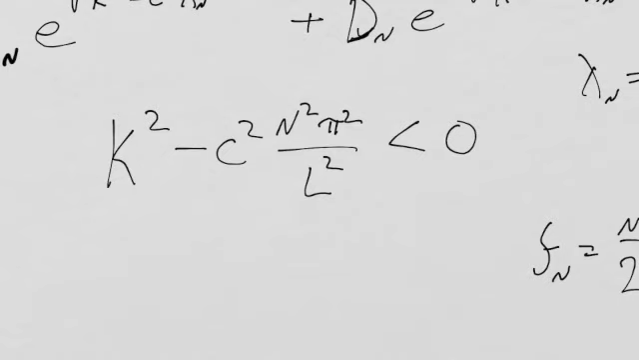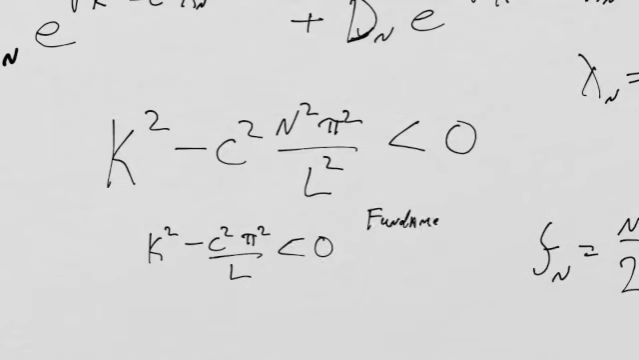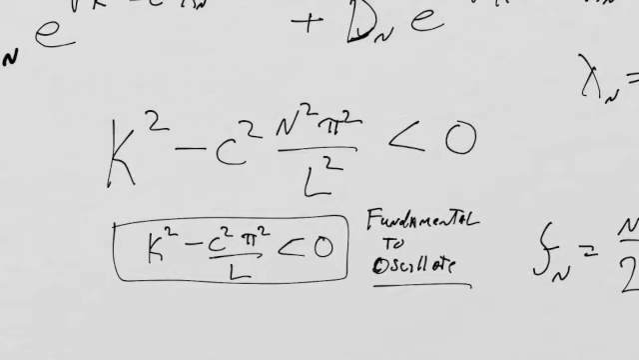So we just set n equal to 1, and we write our expression as k squared minus c squared pi squared over L. And this is the condition for the fundamental mode to oscillate, right? If the fundamental mode oscillates, all the other ones will oscillate. So if we're going to examine the case of the guitar string, this has to be satisfied.